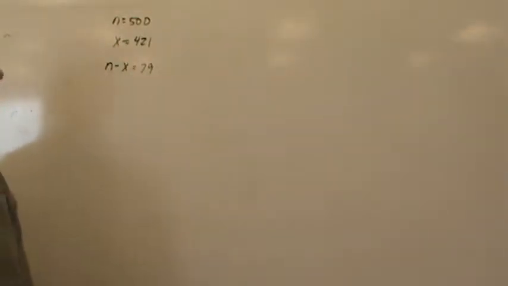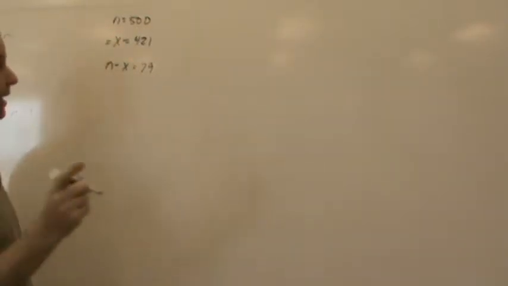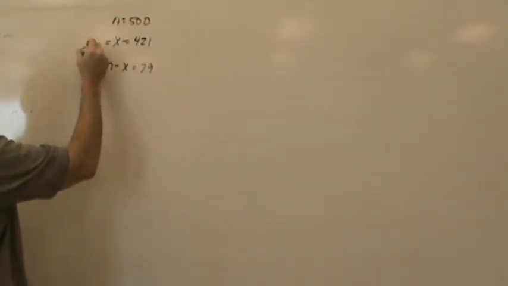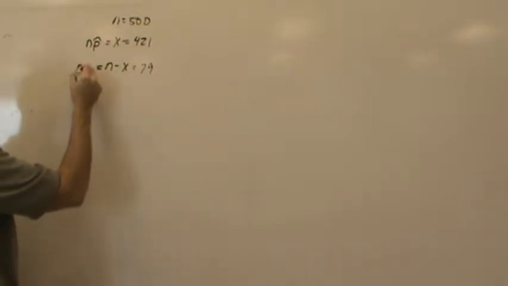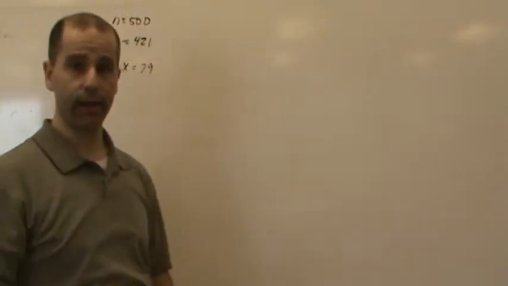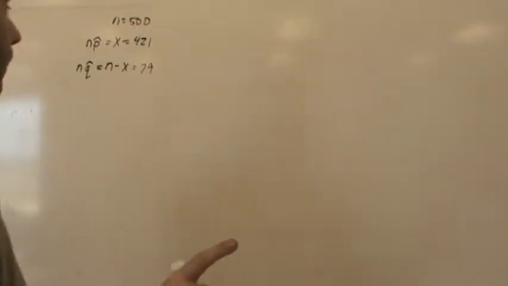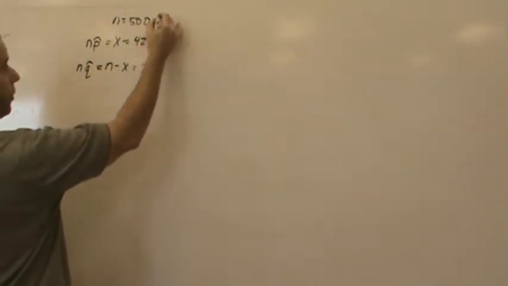So now, if you haven't figured it out, this is going to be our N times P hat, right? And this is the same as N times Q hat. Well, remember our three conditions, right? Our three conditions need to be met. So this has to be bigger than or equal to 30.